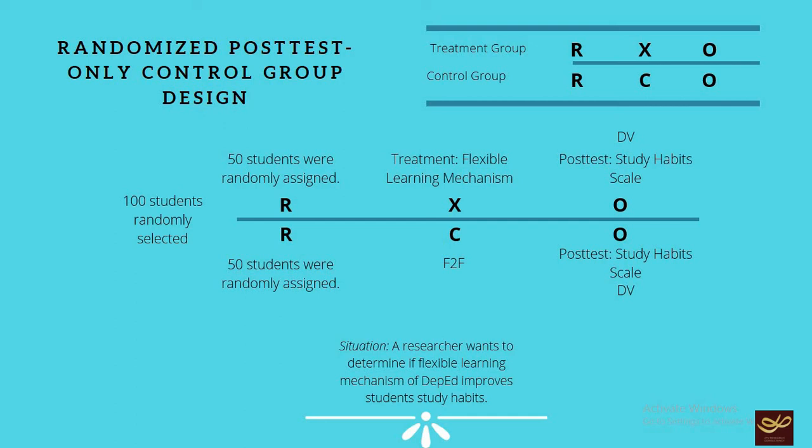After they were randomly selected, they were then randomly assigned to the treatment group or to the control group. And then the experiment unfolds as you introduce the treatment, in this case, the flexible learning mechanism, and by the end of the school year, there was a post-test that was conducted. Actually, it's not just a post-test, because there is no pre-test, so there is no post. So there was a test, there was a measurement that was conducted, the study habit scale was actually implemented.